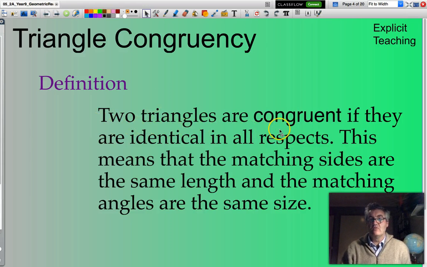Two triangles are congruent if they are identical in all respects. This means that the matching sides are the same length and the matching angles are the same size.